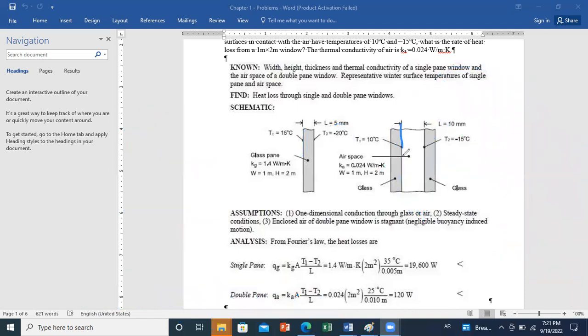Here they directly gave you these temperatures because all they want you to see is how the air layer will reduce a lot the heat transfer. If you just apply the air layer to get the conductive flux, you will get 120 watt, which is much smaller compared to this one. So you can see how adding a layer of air insulation can largely reduce the conductive flux.